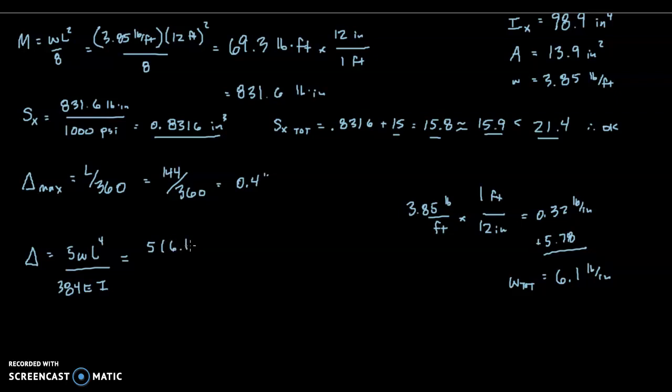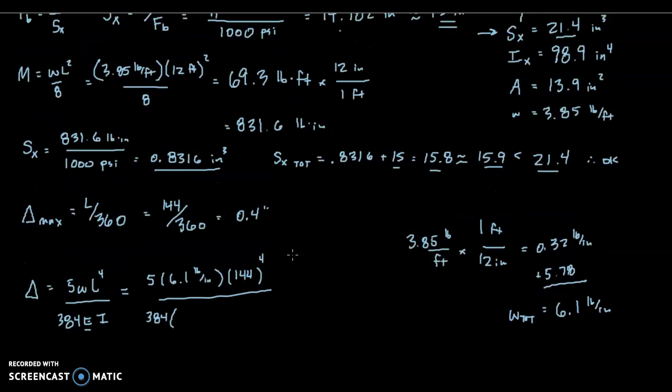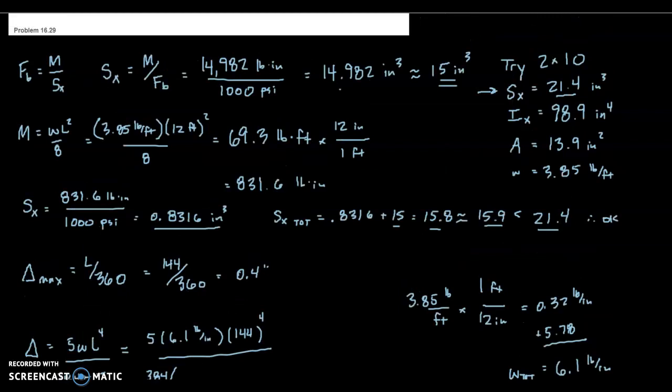So 6.1 pounds per inch. The length is 144 inches to the fourth divided by 384. The modulus of elasticity. I know we do a lot of steel design problems, and so you might just think, oh, modulus of elasticity is 30,000 KSI.